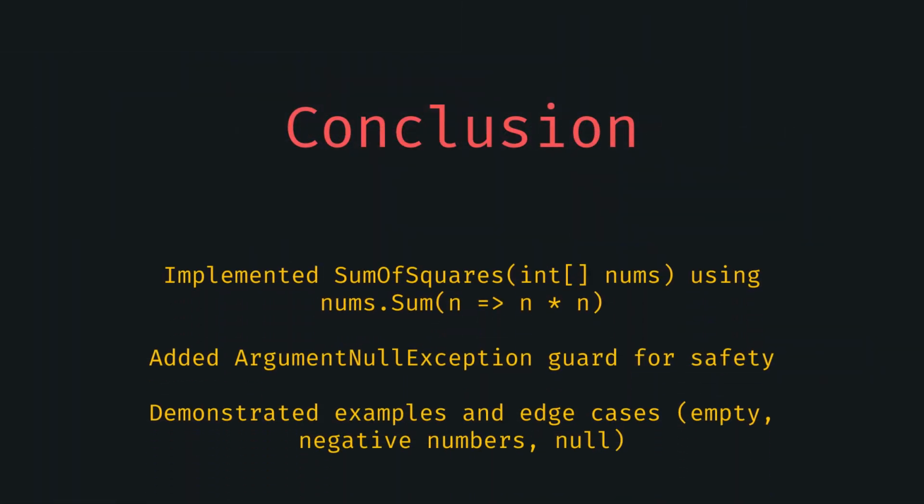In conclusion, we've built a small, robust function that computes the sum of squares. The LINQ version is concise and expressive. The loop version is equally valid when you need extra control. Keep edge cases in mind, such as empty arrays and null input. Thanks for watching. Now you can reuse SumOfSquares any time you need a quick energy or norm calculation.